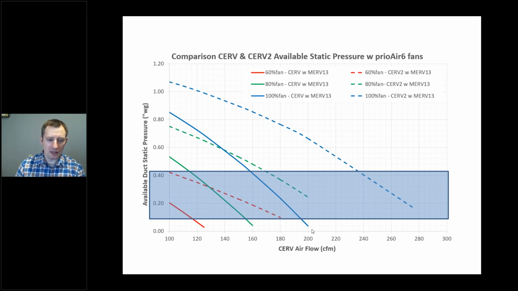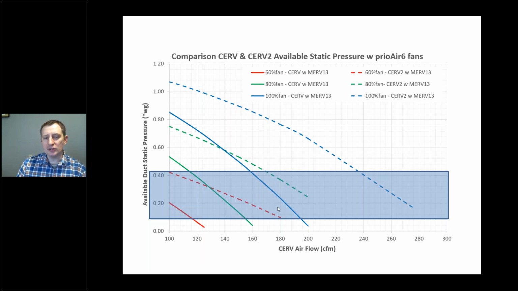The blue box is where you really want to design your ductwork, for lower static pressure. Trying to have the fans run at 60 to 80% fan speed for normal operation is a good target to shoot for. So you can see with lower static pressure there, 150 to 200 CFM is probably where most projects would set the CERV to be operating. So this is a good place to design your ductwork around.